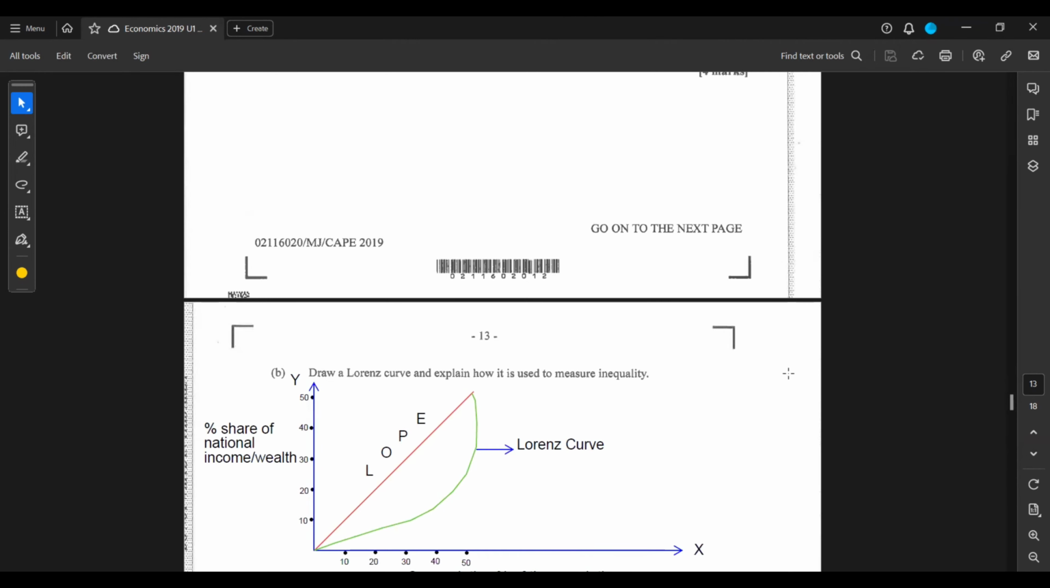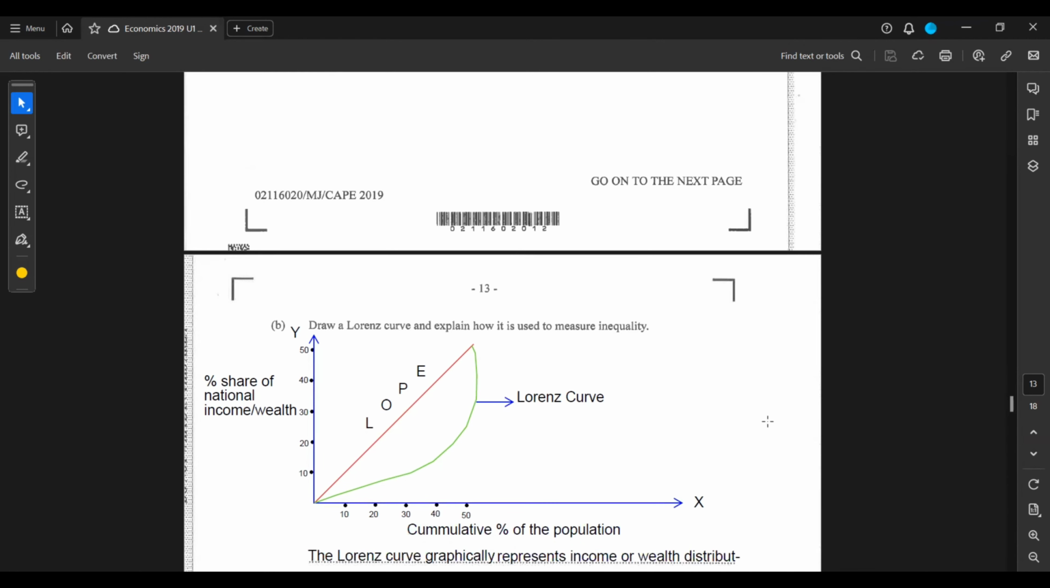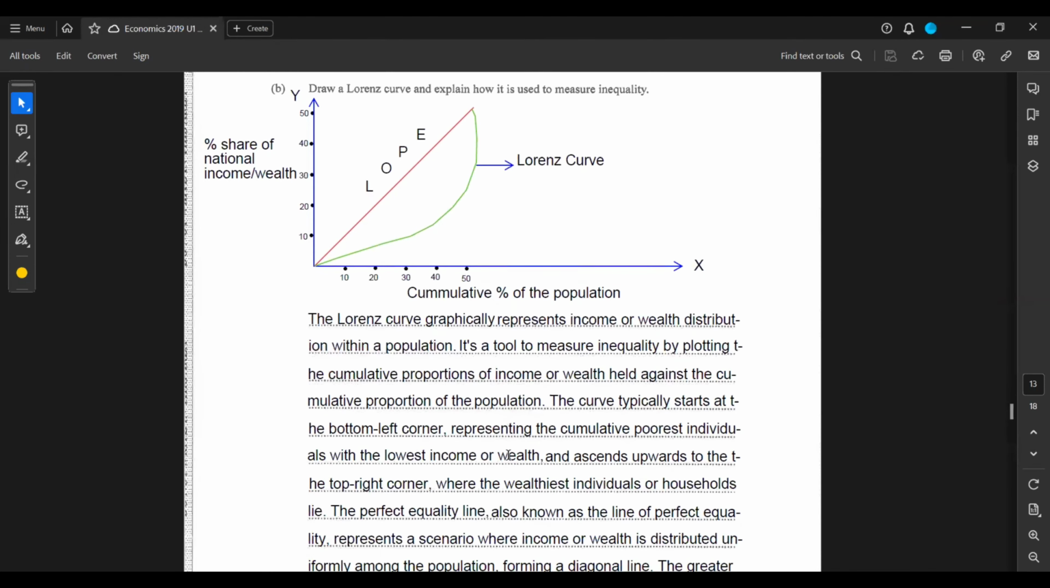Part B, draw a Lorenz curve and explain how it is used to measure inequality. On the y-axis, we have the percentage share of national income or wealth, and on the x-axis, we have the cumulative percentage of the population that we are talking about, any given population that is. And then the 45-degree line is the LPE, the line of perfect equality, and the curve is the Lorenz curve. The Lorenz curve graphically represents income or wealth distribution within a population.